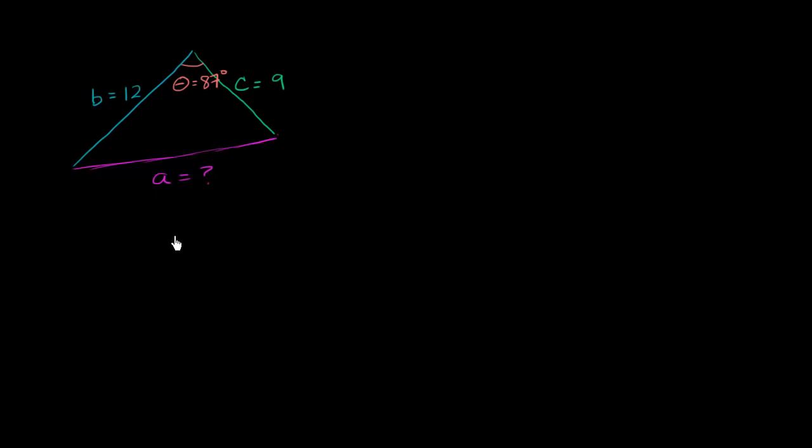Well, lucky for us, we have the law of cosines, which gives us a way for determining a third side if we know two of the sides and the angle between them. The law of cosines tells us that a squared is going to be equal to b squared plus c squared. Now, if we were dealing with a pure right triangle, if this was 90 degrees, then a would be the hypotenuse and we would be done. This would be the Pythagorean theorem.